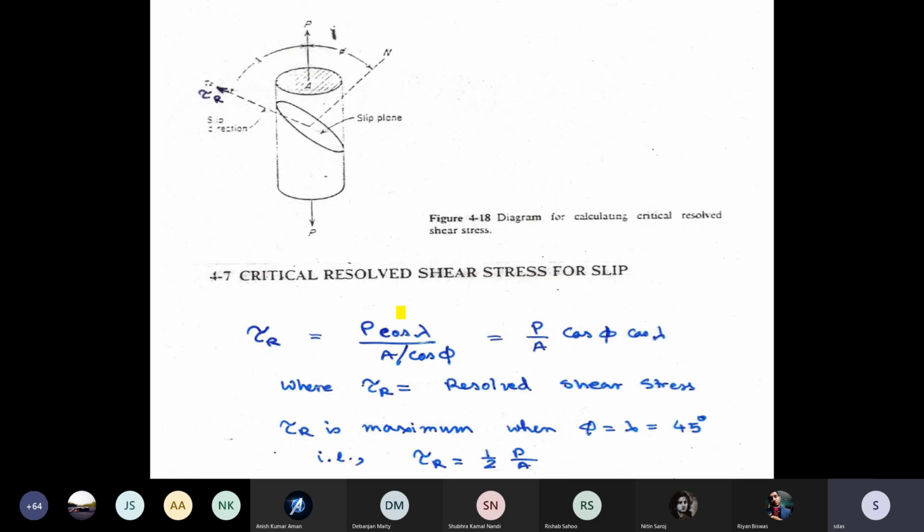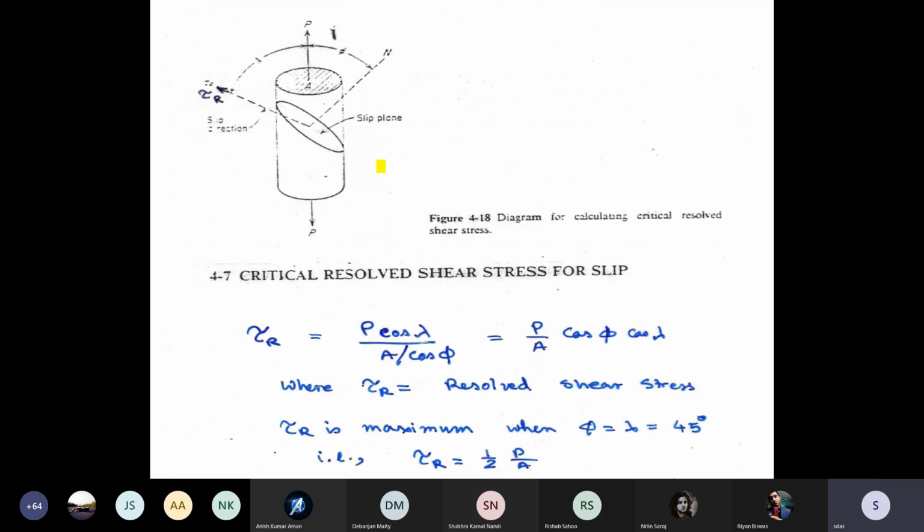The shear stress resolved on the slip plane in the slip direction will be total load P cos phi, cos lambda, divided by A by cos phi. A is the cross-sectional area. So I take the projected area, this will be A by cos phi. So I can write it P by A cos phi cos lambda, where tau r is the resolved shear stress. So there is a minimum value required to initiate slip on a slip plane. If I apply a shear stress of any value, it doesn't mean it will deform.